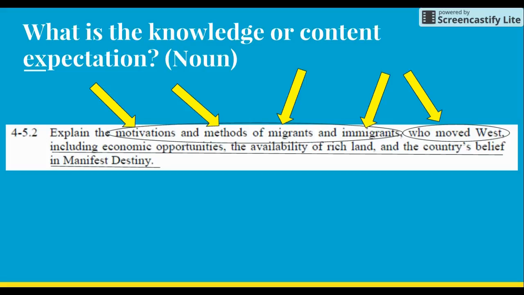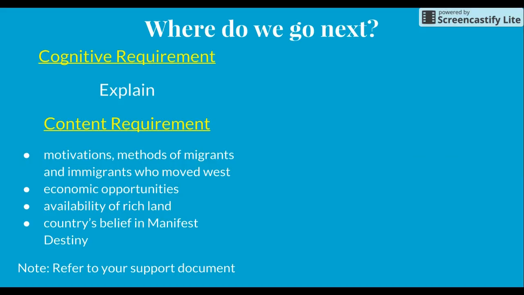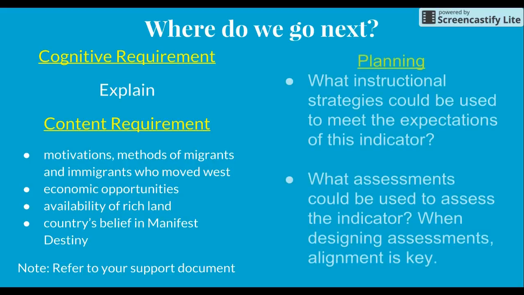Now, once the standard is unpacked, what's next? So we have the cognitive requirement, which is to explain. We have the content requirement, and we can also refer to our support document to get more details on that. Now it's time to plan. So based on our information and knowledge of our students, our next step is to decide what instructional strategies and assessments we should plan for this indicator.